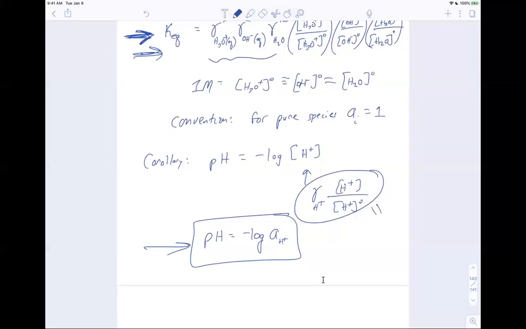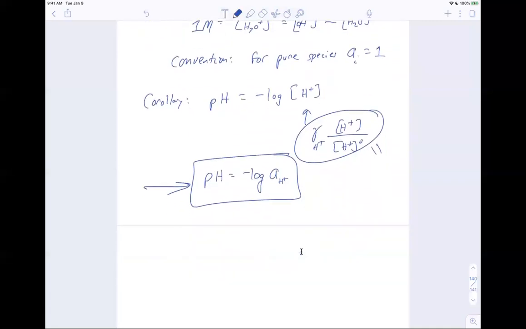There's also a pOH. pOH would just be the activity of OH minus. Okay, so those are the more advanced and, thermodynamically, the rigorous ways to look at pH and chemical equilibria. Now let's take a look at another example where we have a solid.